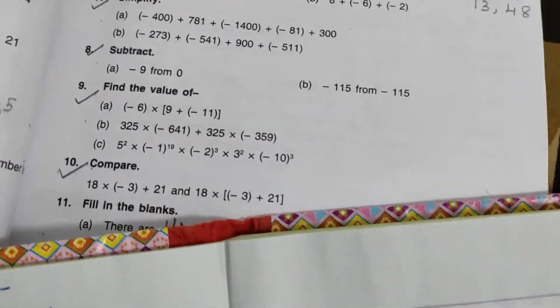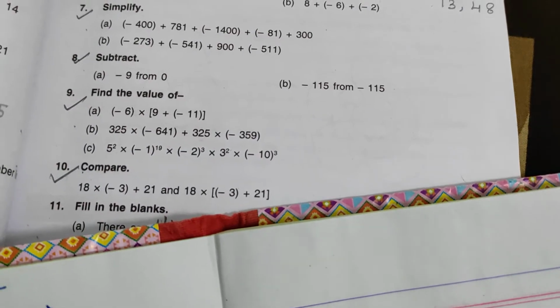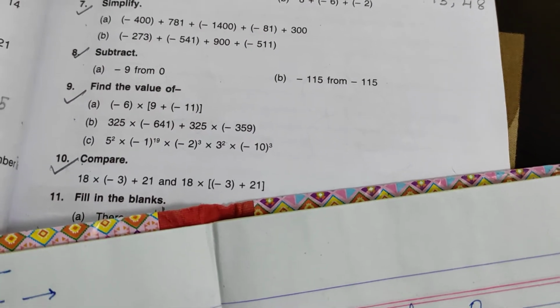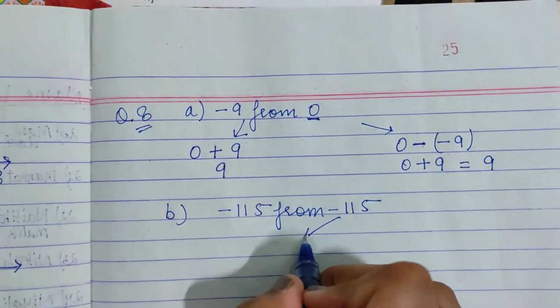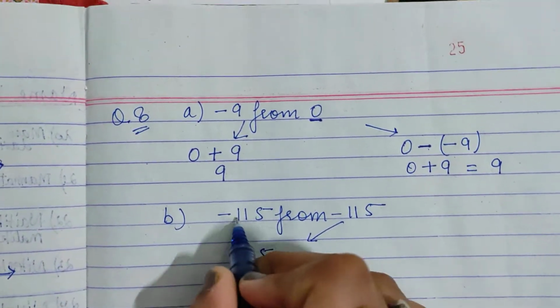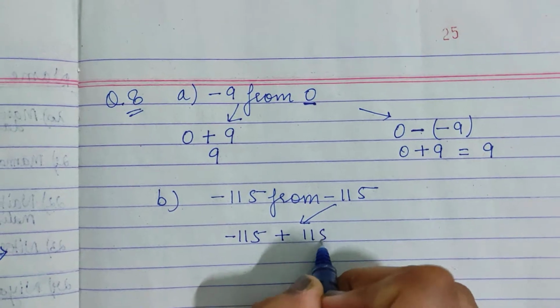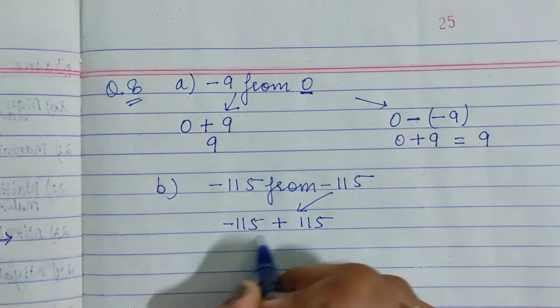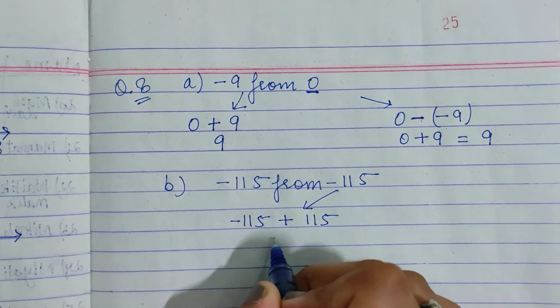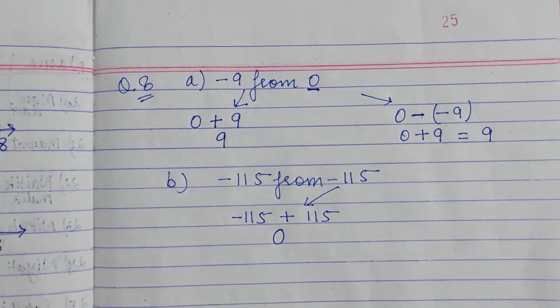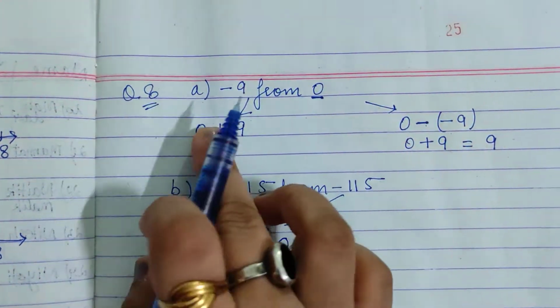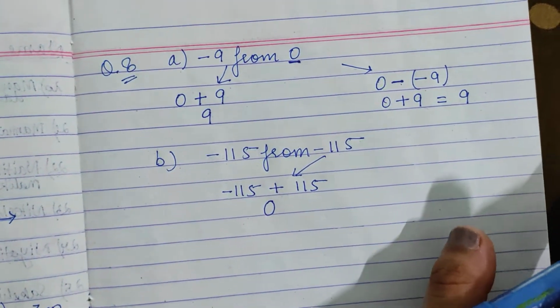Okay. Coming on to the B part. B part is minus 115 from minus 115. I am going by way 1 only. I will write this number first, minus 115. I will change the sign of this number. It will become plus 115. 1 positive, 1 negative. You will subtract them. You will get the answer 0. Okay. So you can go by either way, this way or that way, whichever you feel comfortable.